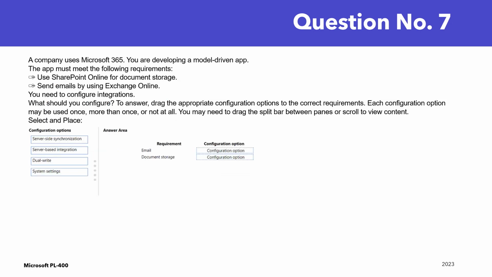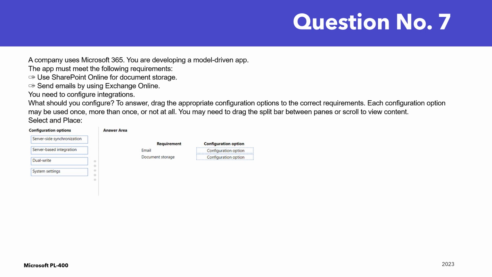A company uses Microsoft 365. You are developing a model-driven app. The app must meet the following requirements: use SharePoint Online for document storage, and send emails by using Exchange Online. You need to configure integrations. What should you configure? To answer, drag the appropriate configuration options to the correct requirements. Each configuration option may be used once, more than once, or not at all.